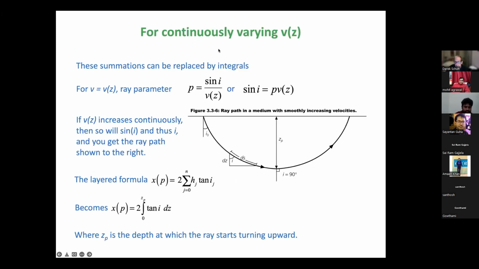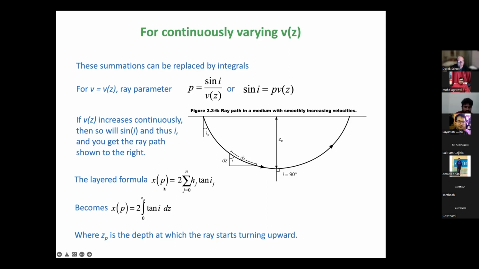Now for continuously varying v sub z, so rather than layers, if we just have a continuously varying velocity structure, we just replace sums by integrals. So our ray parameter equals sine of i over v, which is a function of depth, and sine of i equals the ray parameter times v sub z. If v sub z increases continuously, so will sine of i, and this i, and you get the ray path shown here. And what we will do is cover from the source to the bottoming out point, and then we will just multiply it by 2.